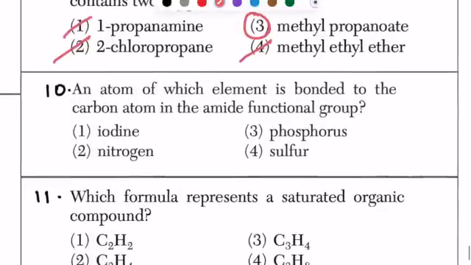An atom of which element is bonded to the carbon atom in the amide functional group? Once again, all of these questions you can get their answers from Table R. You don't have to memorize these things. So in this case, you do have a nitrogen. There's also an oxygen in an amide, but that is not an option.